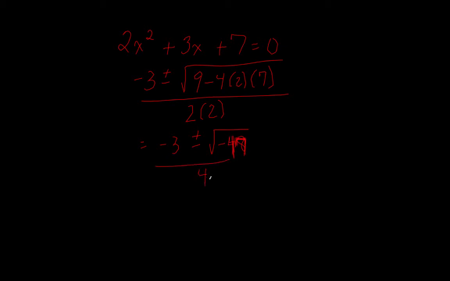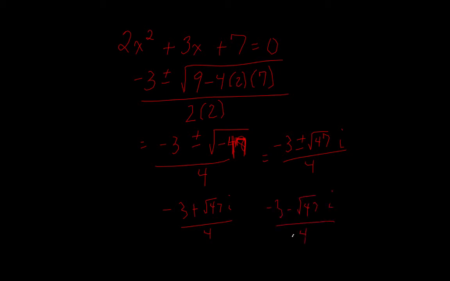Because of that negative, what we need to do is just drop the negative and write an i. So negative 3 plus or minus root 47 times i. That gets rid of the negative. And then this could be cleaned up in any of the normal ways. So your answers would be negative 3 plus root 47 i over 4, negative 3 minus root 47 i over 4, because of course the root 47 does not clean up.